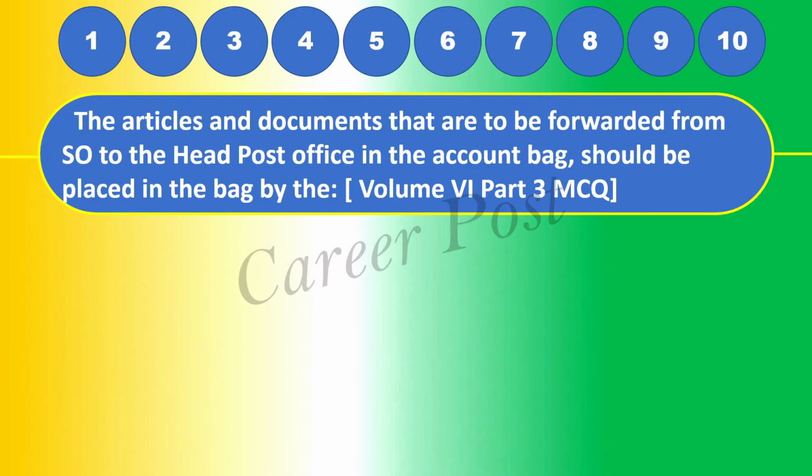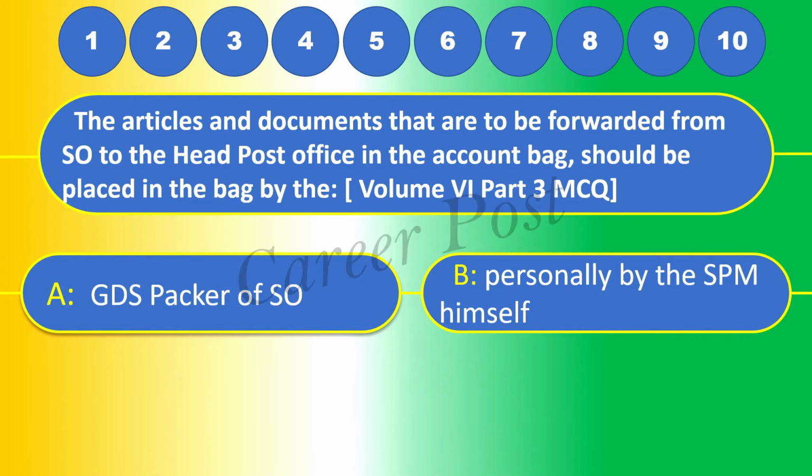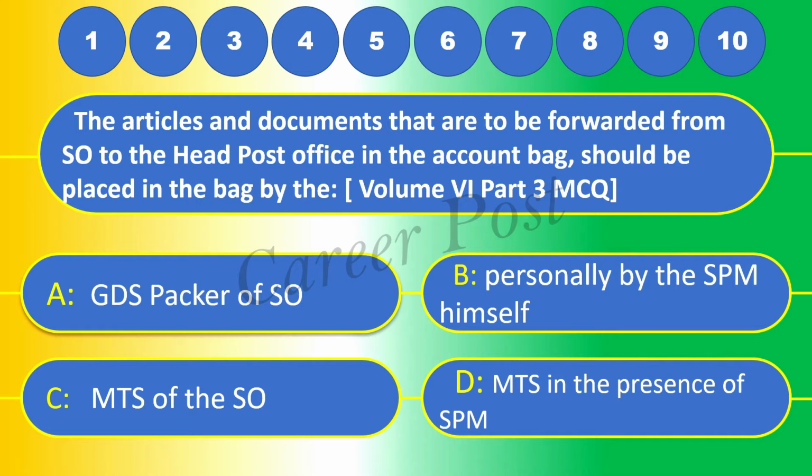The articles and documents that are to be forwarded from SO to head post office in account bag should be placed in the bag by A. GDS packer of the SO. B. Personally by the SPM himself. C. MTS of the SO. D. MTS in the presence of SPM. Your time starts now. Simple question.